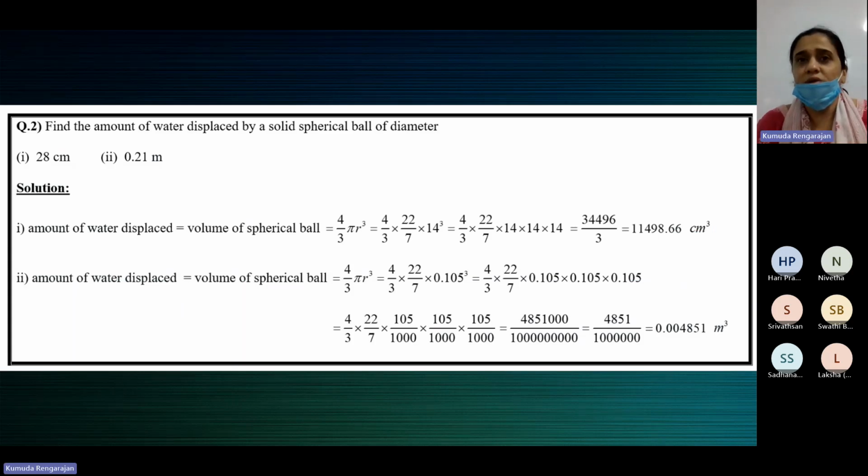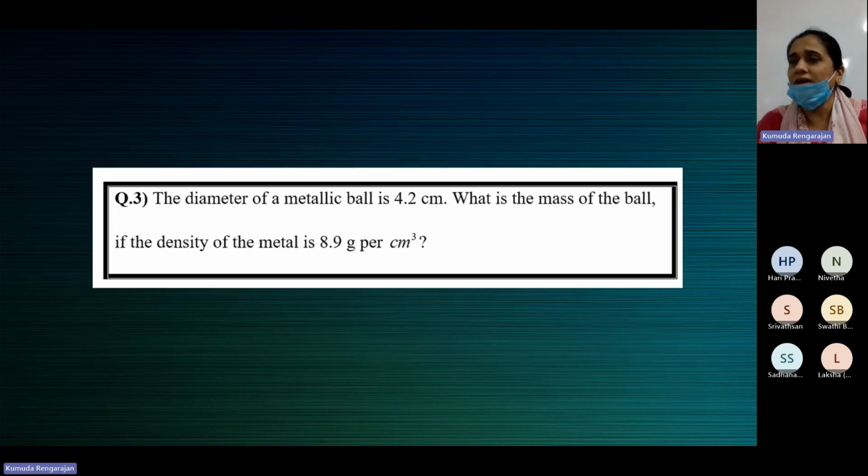You understand? You just have to substitute the value of r in the formula and calculate.